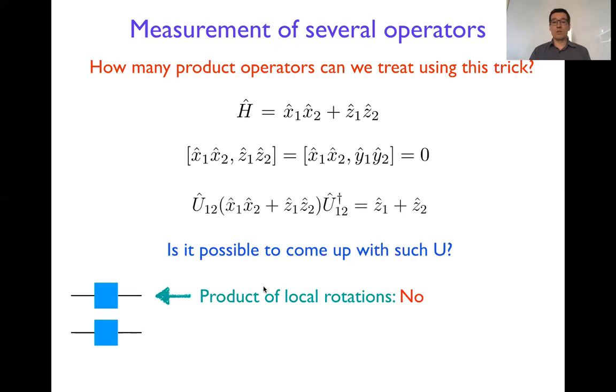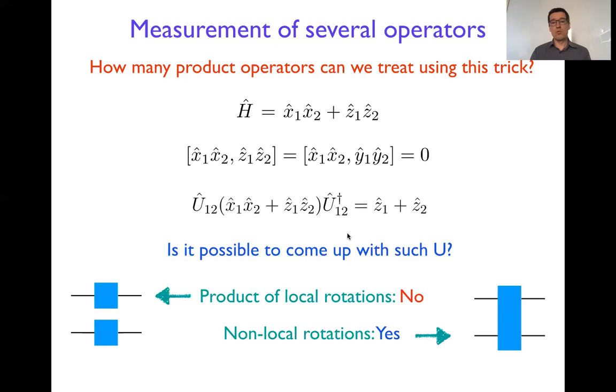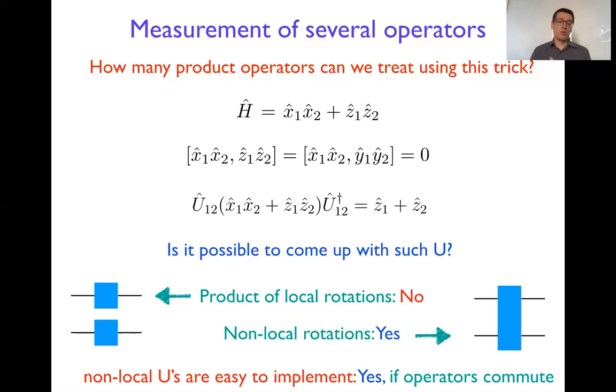If you'd like to have a local rotation, so if you'd like your U's to be a product of one particle or one qubit rotations, the answer is no in general. But if you allow these U's to be non-local, so they are acting on maybe two qubits at the same time, then the answer is yes. And the next question you may wonder about, these non-local U's, are they easy to implement? And the answer to that question is also yes, if the operators that you're dealing with commute. If they don't commute, then these U's could be quite complicated, and there is no guarantee that the U's that you found would be easy to implement on a classical computer, because all these transformations you want to be able to do on the classical computer before going to the quantum, since you want to understand which operators to actually measure on the quantum computer.